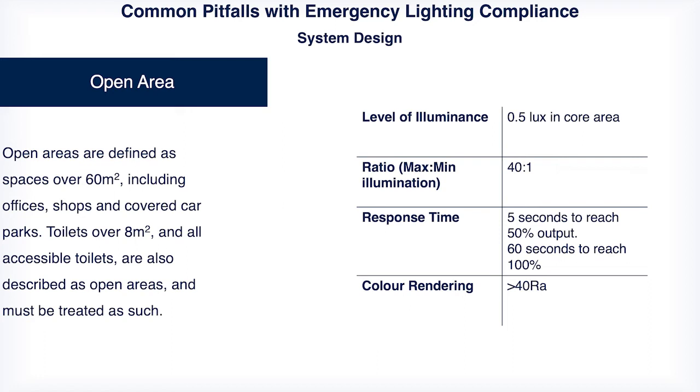So the level of illuminance is 0.5 lux in the core area, which excludes a half meter edge around the room. There is again a 40-to-1 ratio between the maximum and the minimum levels in that area, and the same response time and color rendering requirements that we saw in corridors. So very simple and easily calculable standard to comply with.